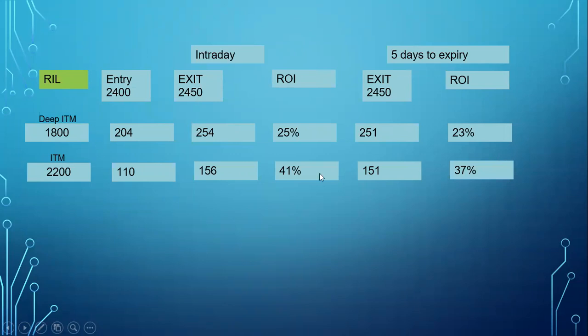So in the money and deep in the money, not much difference in the ROI, just a difference of 2 to 4% as compared to 5 days to expiry and intraday. Clear?